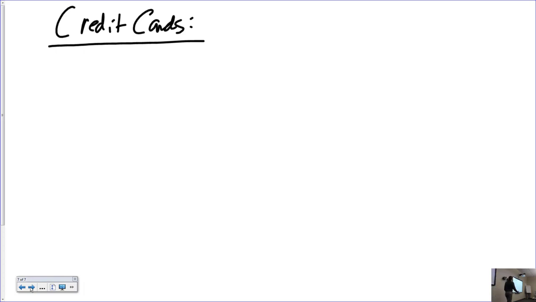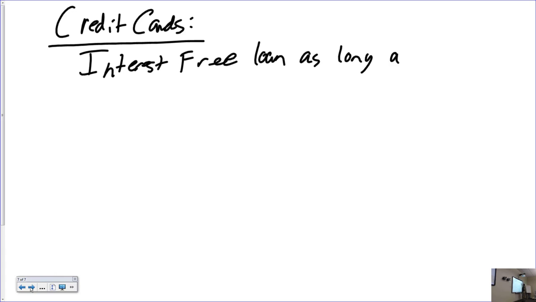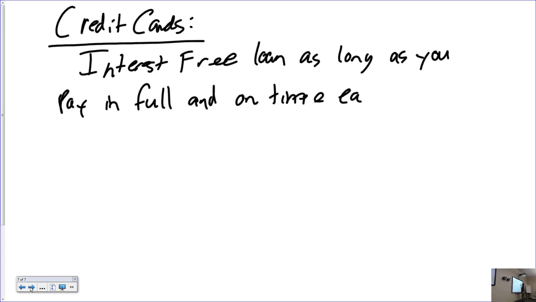So first off, folks, why are credit cards considered a loan? You're not paying right off the bat, and you're most likely being charged interest. True, but technically, what's the good thing about credit cards? They give you money right off the bat. Exactly. And technically, it's not your money. But if you pay the credit card in full every month, you don't pay interest. This is the attraction of credit cards, right? Technically, it's an interest-free loan as long as you pay in full and on time each period.